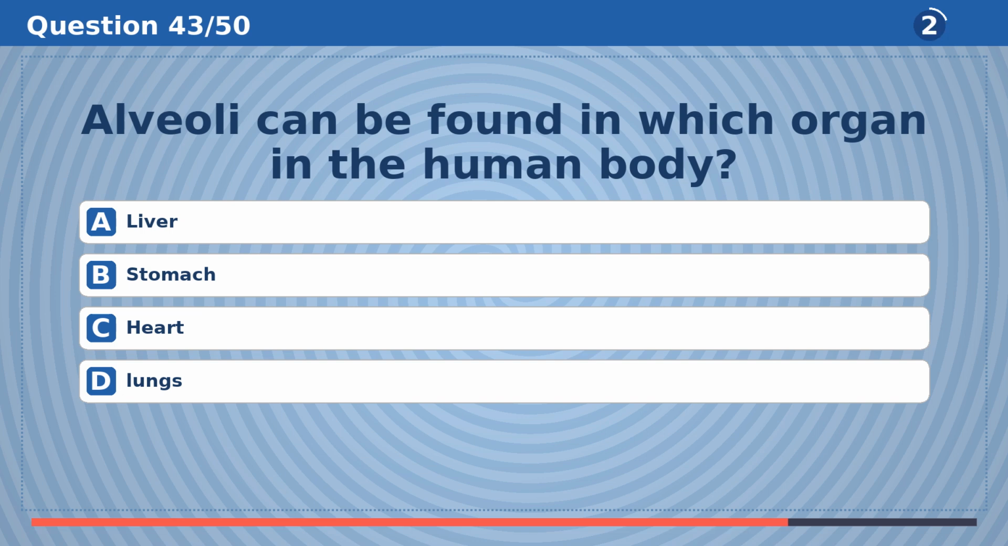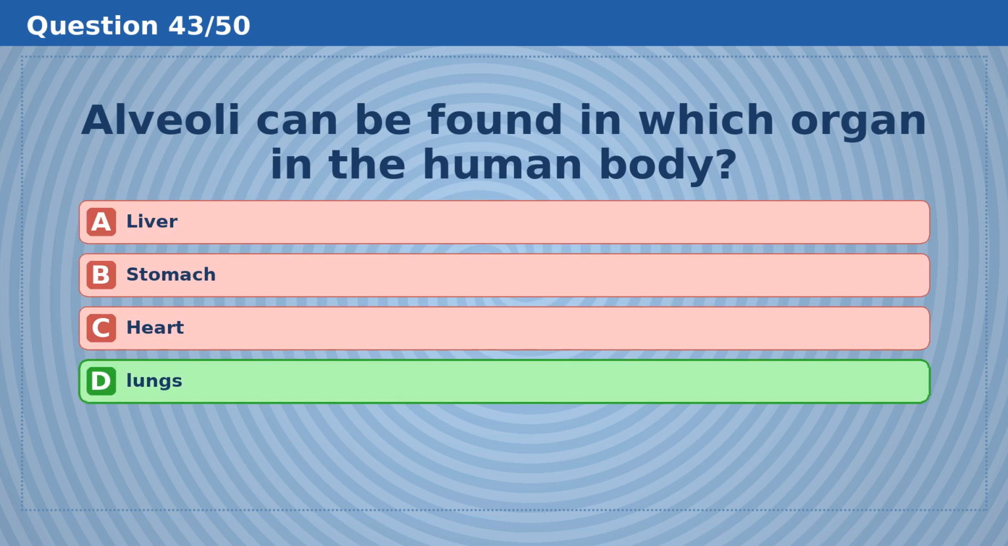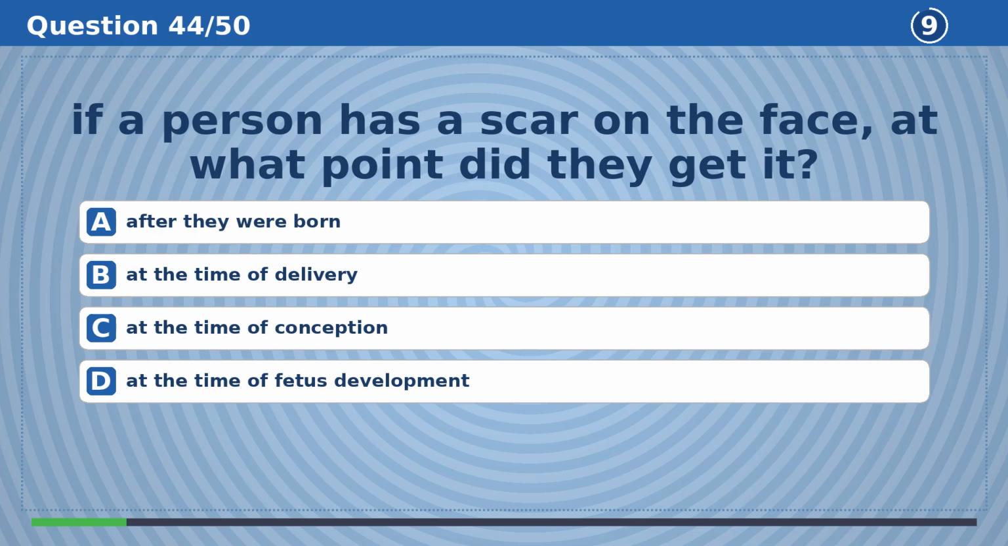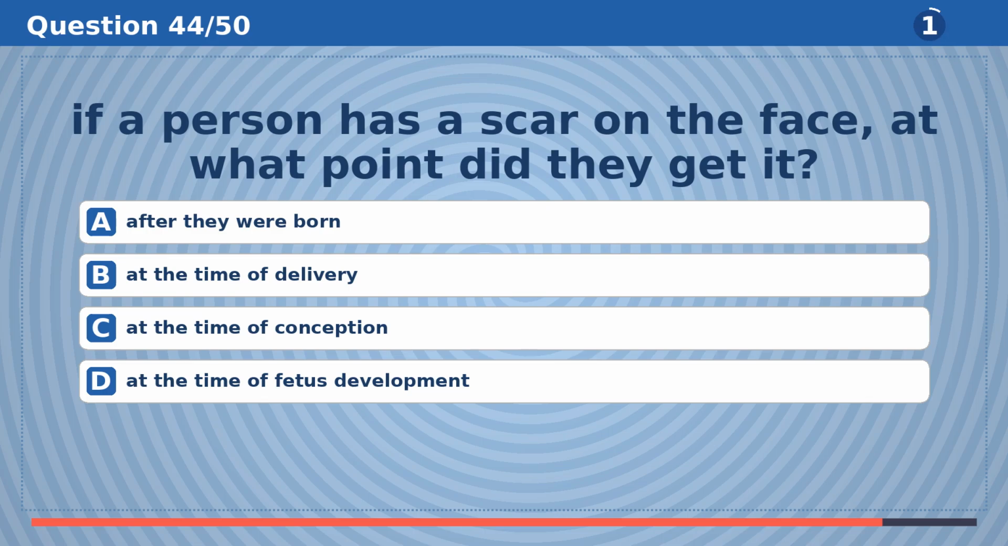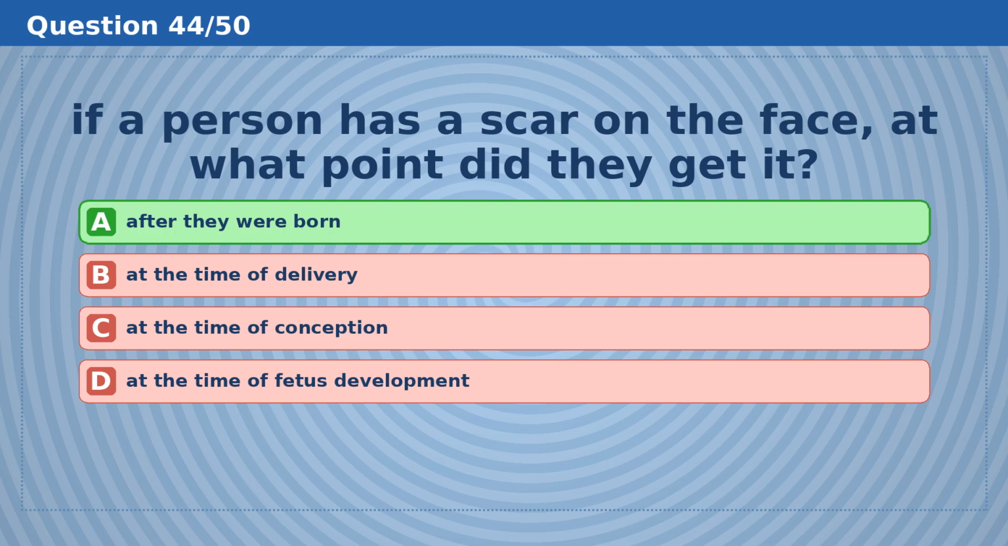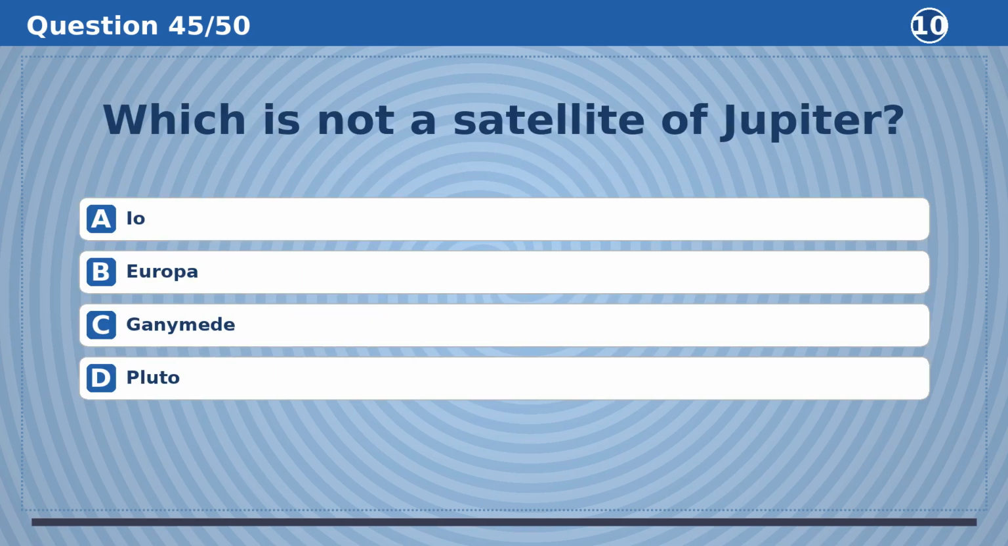Alveoli can be found in which organ in the human body? The answer is D. Lungs. If a person has a scar on the face, at what point did they get it? The answer is A. After they were born.